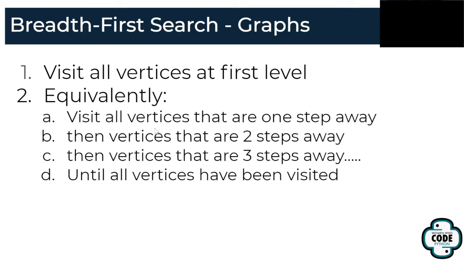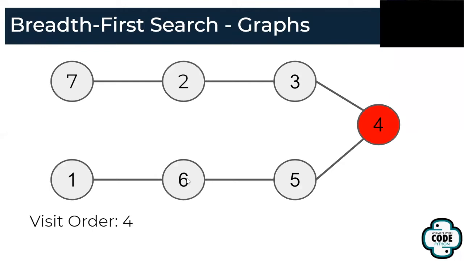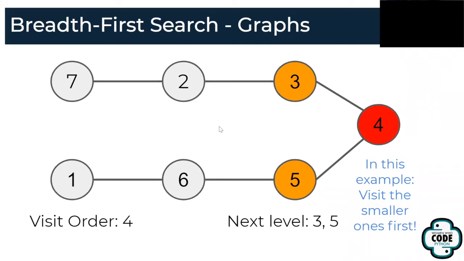And then we'll visit the vertices that are one step away. And when we're done with visiting all the vertices that are one step away, we'll move to another level. Then we're going to visit the vertices that are 2 steps away, and then 3 steps away, and then repeat until all the vertices in the graph have been visited. For example, this is an example of a breadth first search. This is a graph, and if we start at 4, the nodes at the next level are 3 and 5. And in this example, we are going to visit the smaller ones first. It's not a strict rule, it's just our rule.